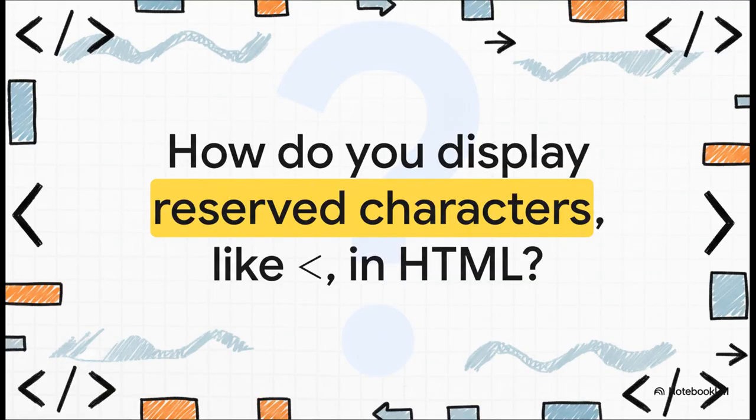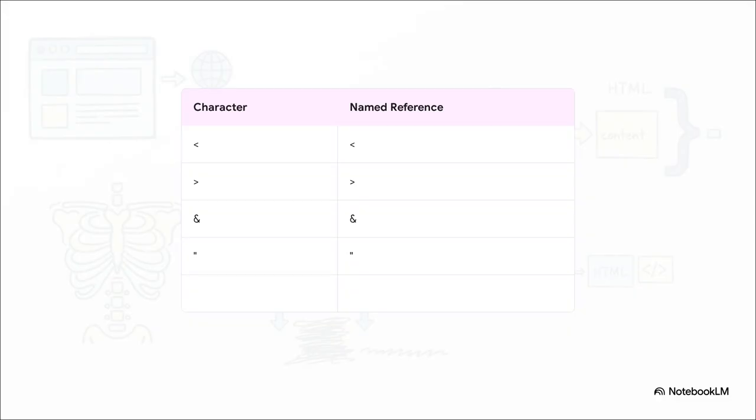So this brings up a pretty interesting problem. We know that the less than symbol, that less than character, is special. It's used to start a tag. So how in the world do you actually display one on the page without confusing the browser? The solution is something called an HTML entity. These are basically special codes for reserved characters. So, to display a less than sign, you wouldn't type the symbol itself. Instead, you'd type its entity name, ampersand lt, which stands for less than.